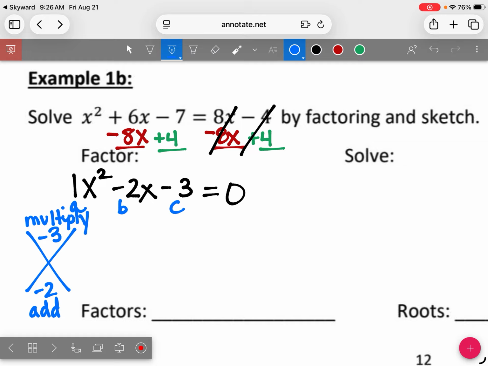Well, we didn't combine like terms because they weren't on the same side. I had to do the opposite to bring it over.